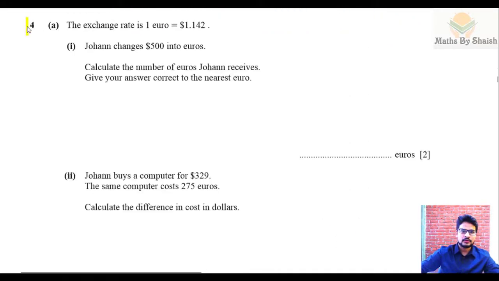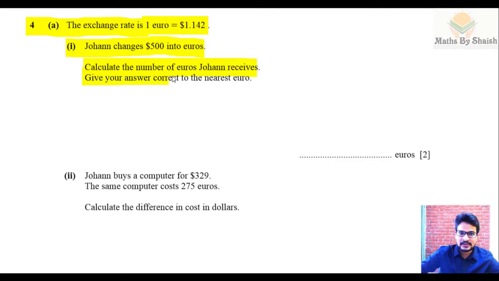Now here is the fourth question. The exchange rate is €1 equals $1.142. Johan changes $500 into euros. Calculate the number of euros Johan received. Give your answer correct to the nearest euro.